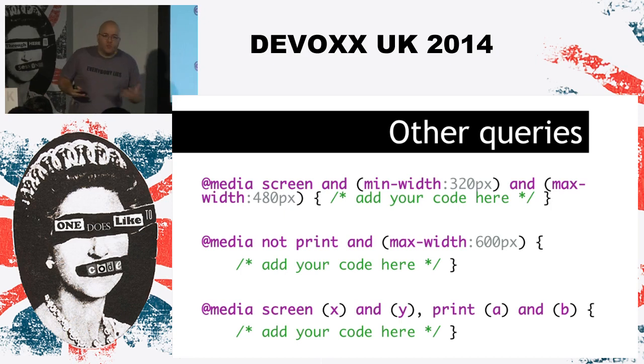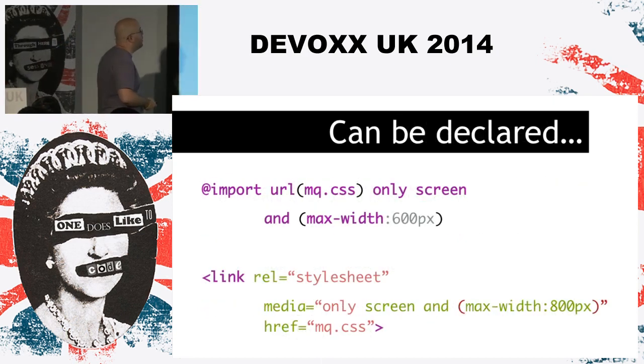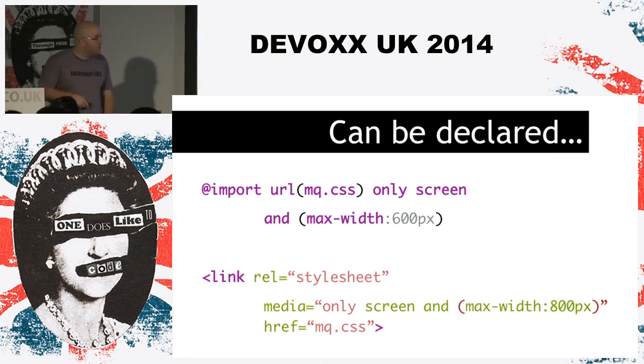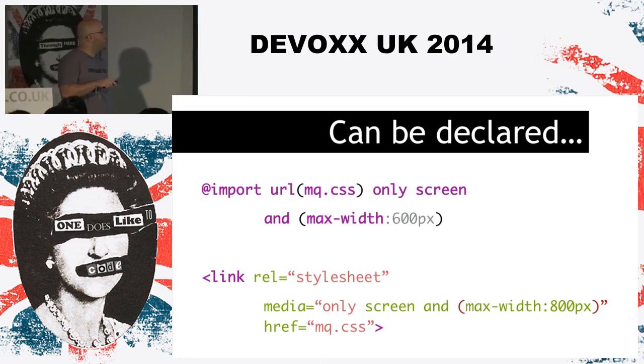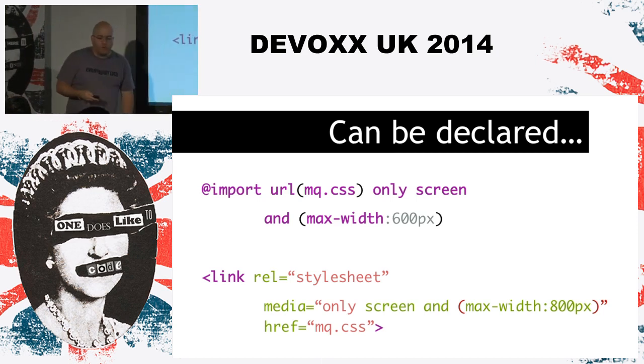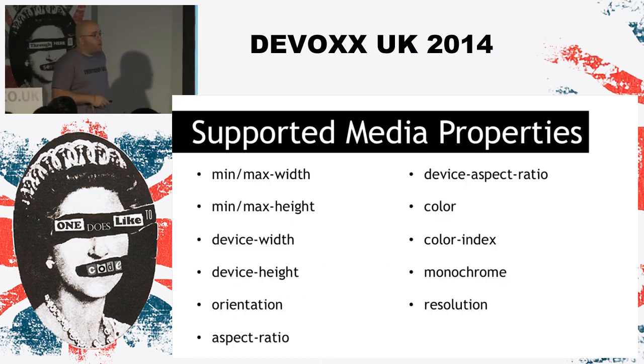And as I said, this is basically like adding if in your CSS. So really useful if you want to show different UI depending on the screen size, depending on the type of media. I can also declare those things. So I can do an import statement. And basically, I'm going to say, hey, if the maximum width is 600 pixels, execute mq.css. Same thing, I can do a link, and I'm going to be able to do the same thing, adding media queries to those.